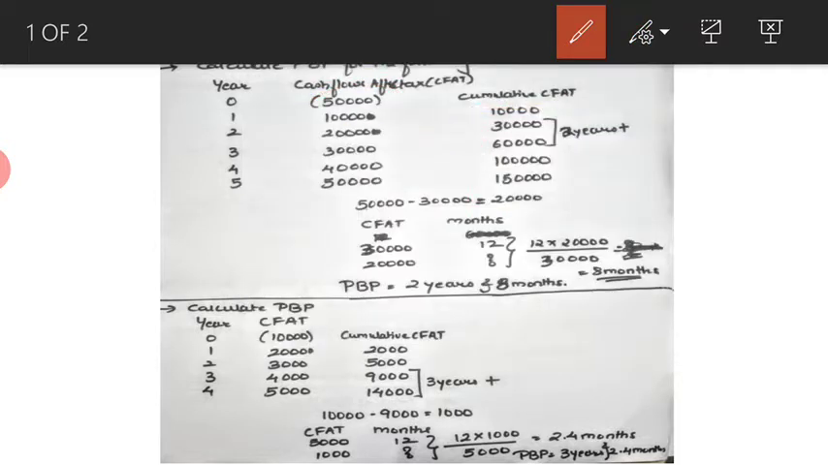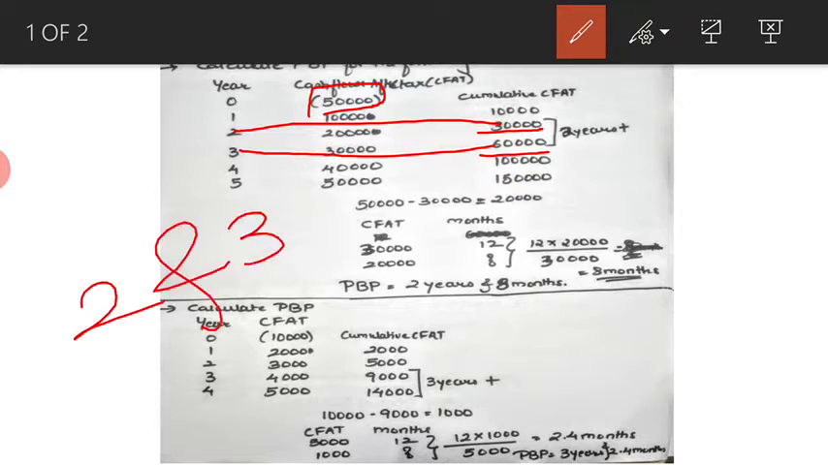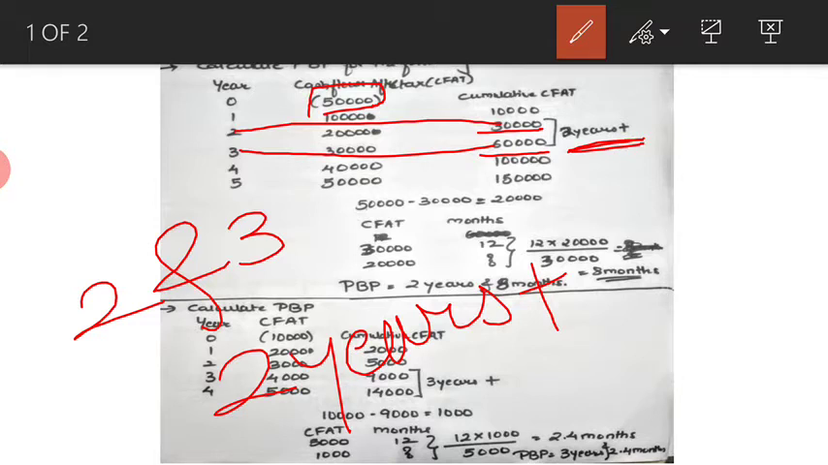Okay, now how do we get this value? First of all, find where your initial investment will lie. Now initial investment in the cumulative cash flow will lie between 30,000 and 60,000. Correct? So it will lie between the second year and third year. If 60,000 is of third year, 30,000 is of second year. So your answer would be in between second and third year. That means your answer would be 2 years plus something. That means 2 years plus some months.